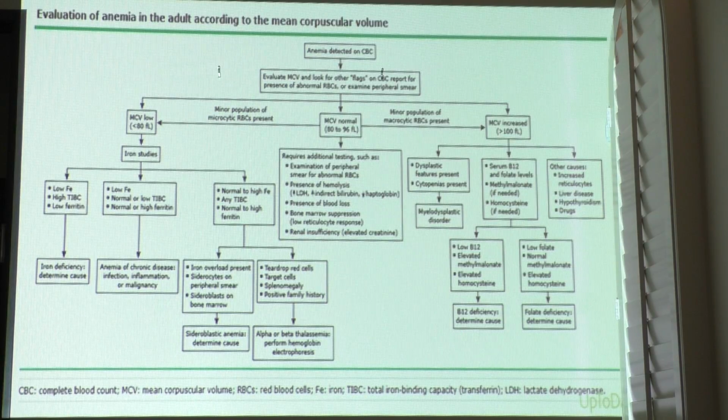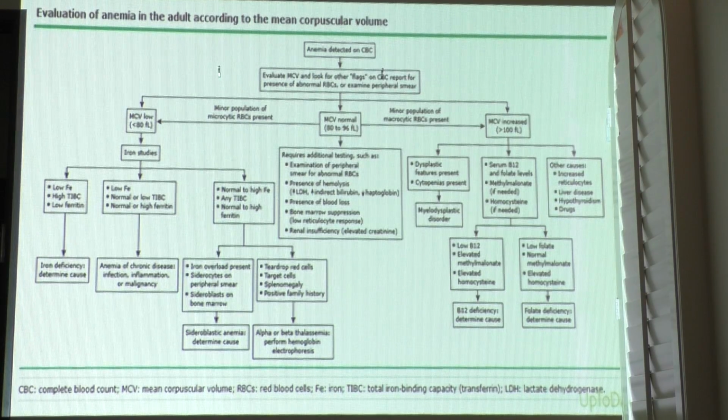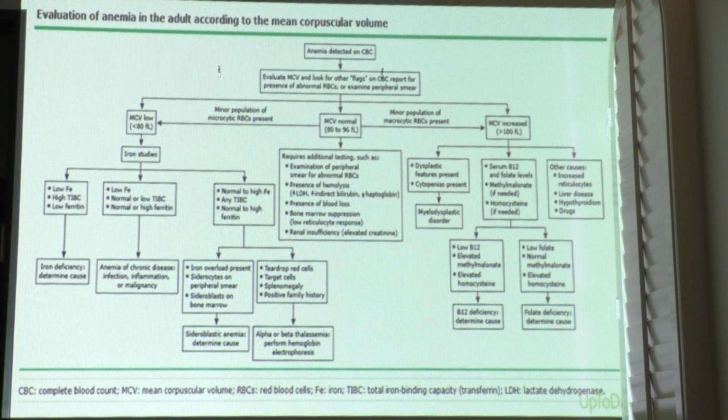On your left, you're going to have the MCV less than 80. Again, you check for the iron studies. On the far left, if the iron is low, the TIBC is elevated, and the ferritin is low, then you know you're dealing with iron deficiency anemia. If the iron studies show that the TIBC is normal or low, but you have a normal or high ferritin, that's anemia of chronic disease, which is probably one of the most common causes of anemia. Either you have infection, inflammation, or malignancy. Aside from iron deficiency, it's probably the second most common cause of anemia.